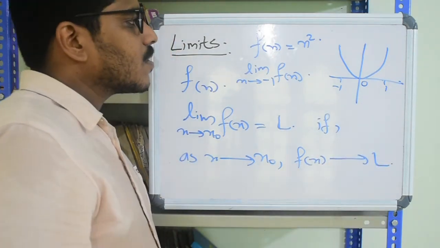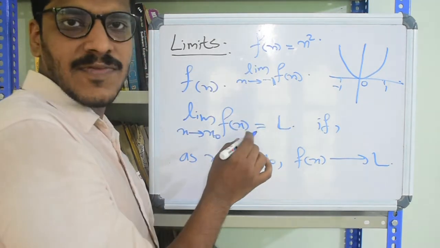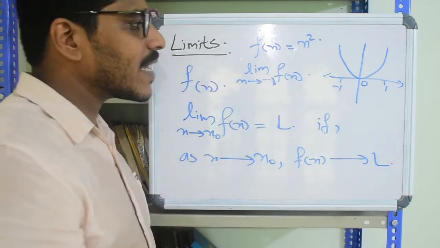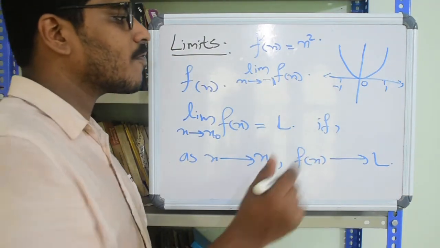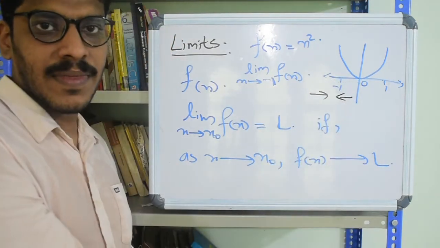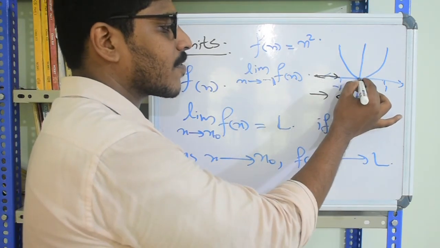Perfect. So we let x move towards -1. x is marked on the x-axis, but on the x-axis you have two choices of movement. You can move to -1 either from this side or from this side. You have two choices of motion, from this side or from this side.